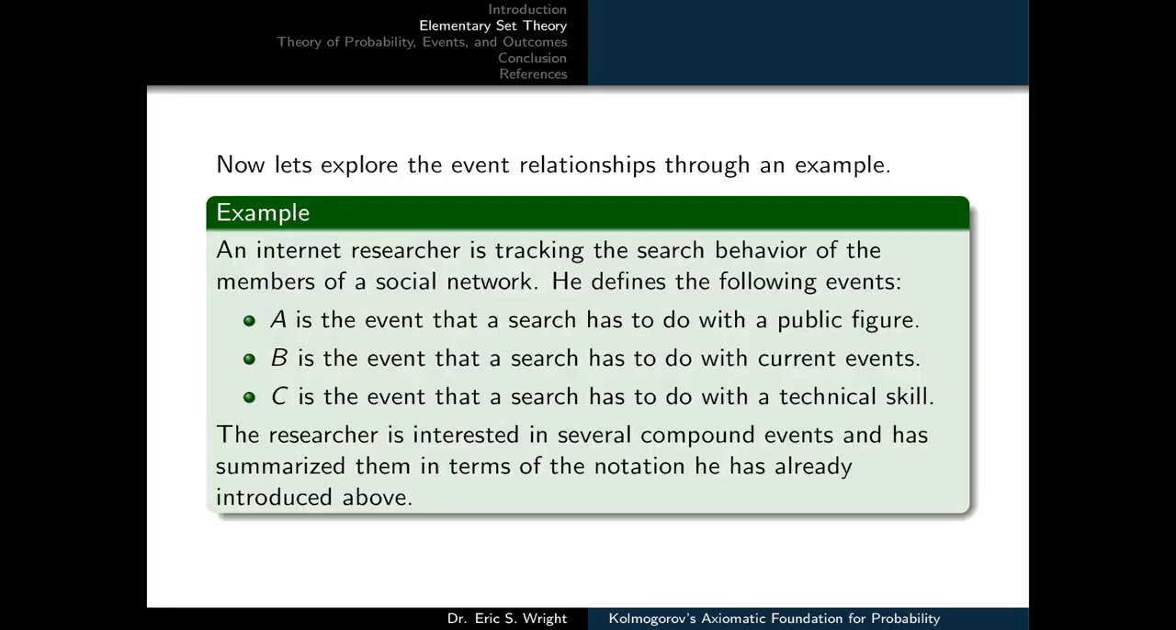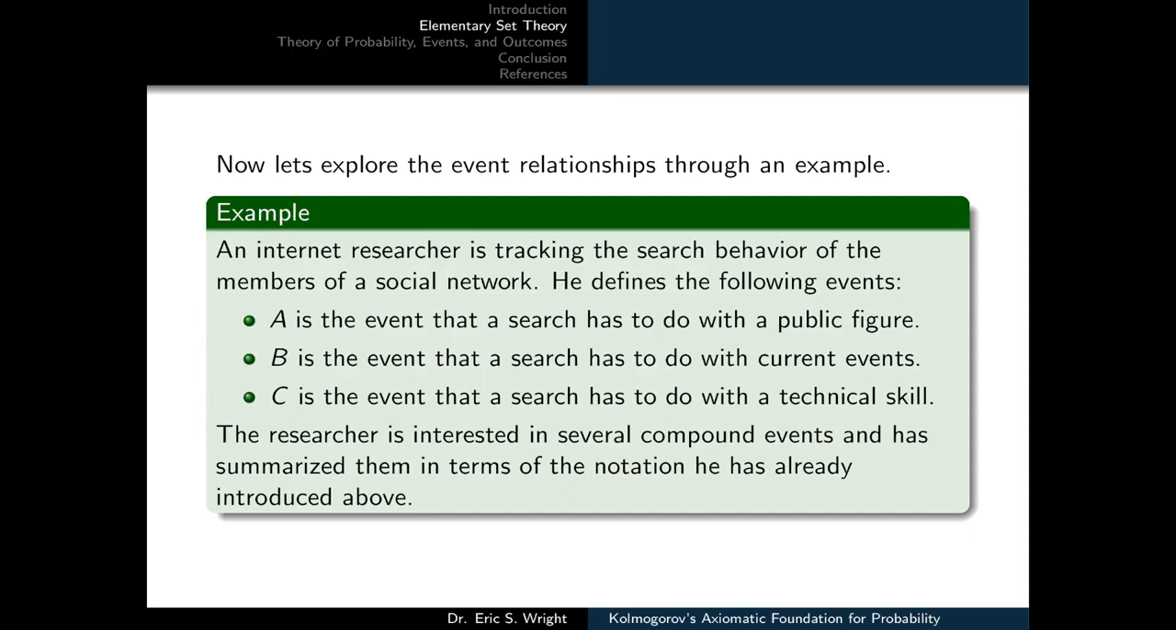To grasp how these elementary set operations work, it's really important to explore them through an example. So we imagine an internet researcher tracking the search behavior of members of a social network. He defines the following events. A is the event that a search has to do with a public figure. B is the event that a search has to do with current events. C is the event that a search has to do with a technical skill.